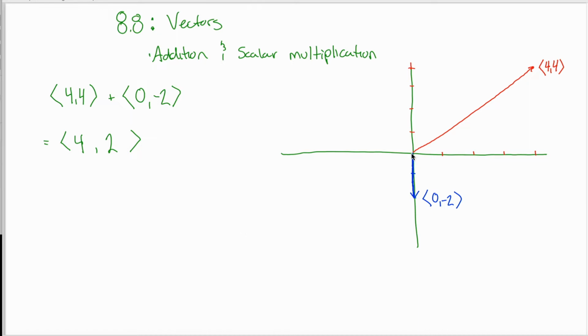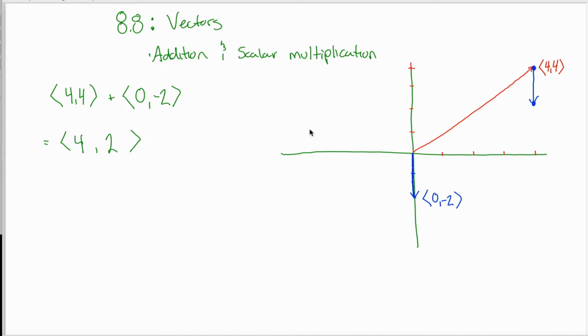Geometrically, all we're really doing is plotting our first vector and then taking the second vector, and instead of picturing it with its initial point at the origin, we draw it with the initial point at the terminal point of the first vector. What I'm saying is take this vector right here and start it up here. To sum two vectors, you just sketch them tip to tail. So the second vector starts where the first vector ends.